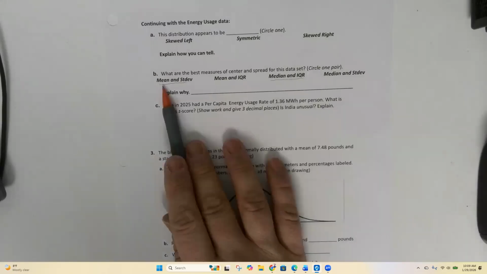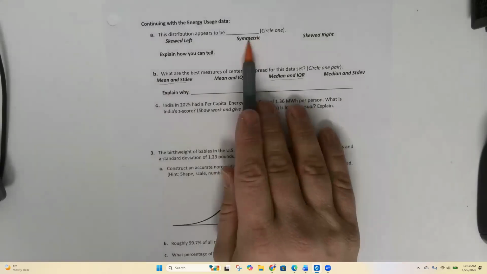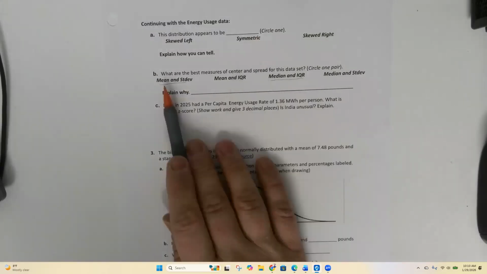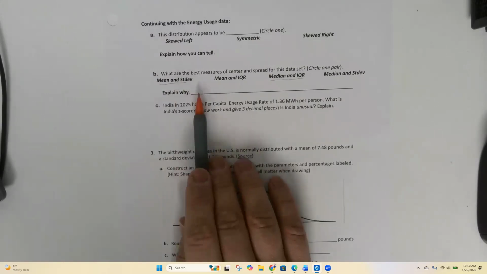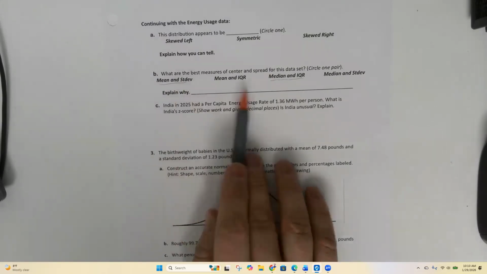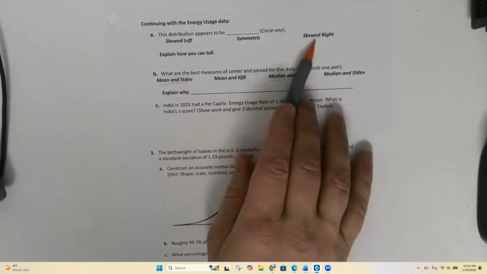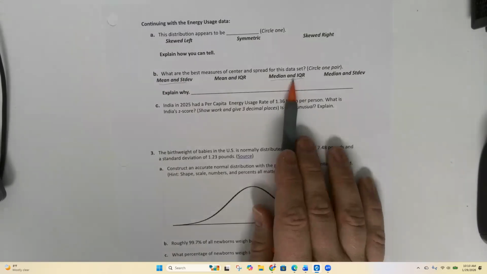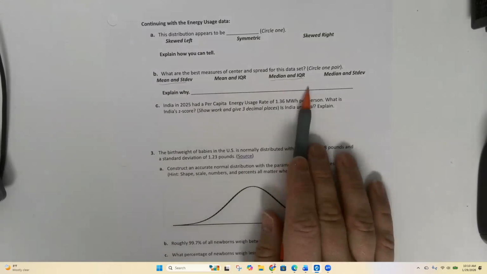Two possible answers are mean and standard deviation, and you use this if the previous answer was symmetric, okay? Because mean and standard deviation have more statistical power. That would be the answer here, more statistical power. If the data is skewed, you should be using median and interquartile range because they are resistant to skewing, okay?